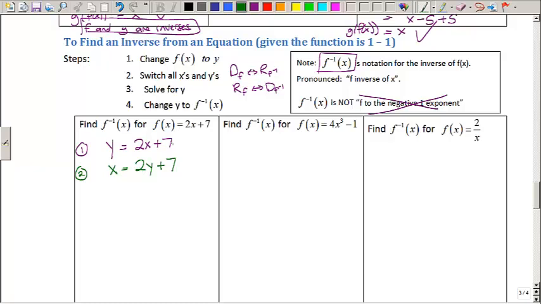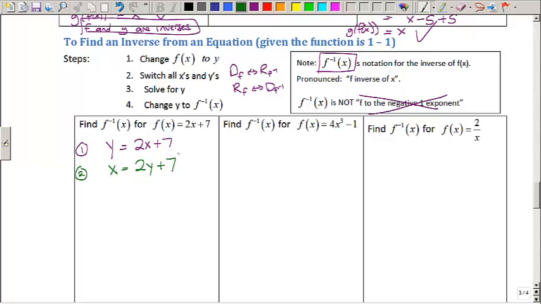Notice that the blue equation is not equivalent to the green equation. When I did my step 2, I've changed the entire equation around. This is not an equivalent step. Usually in math, the first line is equivalent to the second line, but in this case, I'm actually changing the entire equation from the purple f of x to its inverse in green.